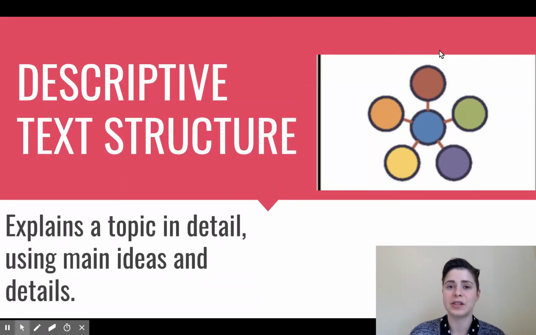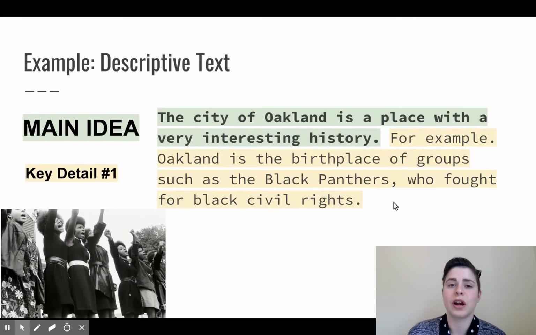First off is the most common, descriptive text structure. Descriptive text structure is when you explain a main idea with details attached to it. The main idea is in that little center box, and the details are like the little bubbles that bounce off of it. So our example might be a descriptive text about Oakland.